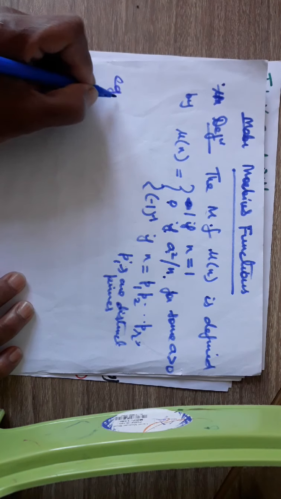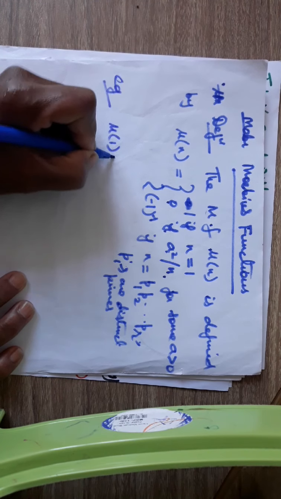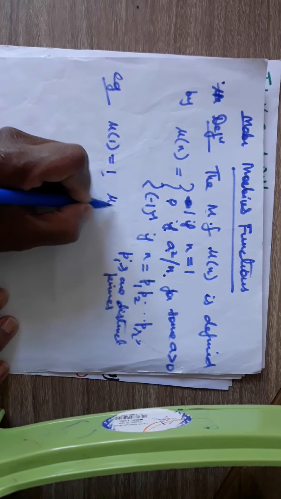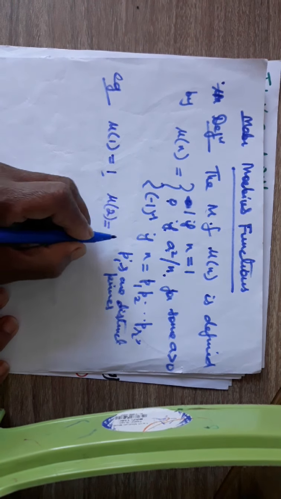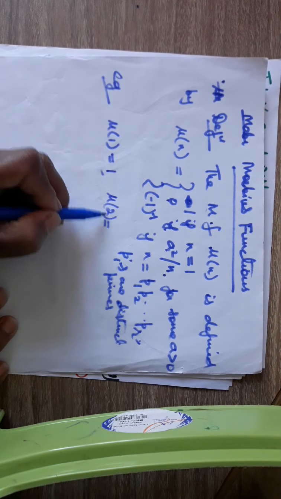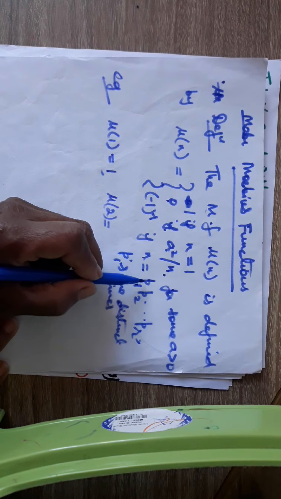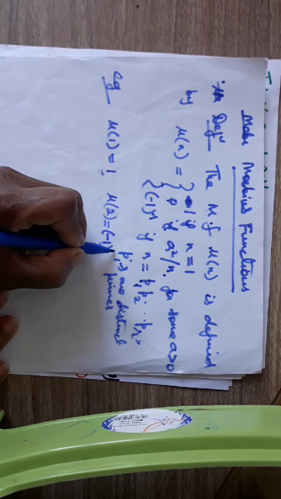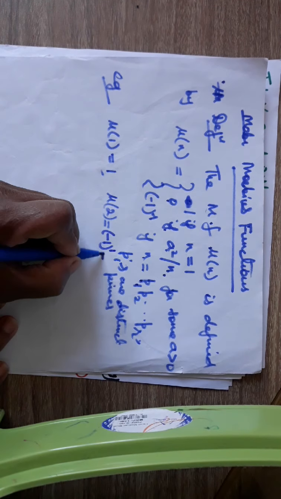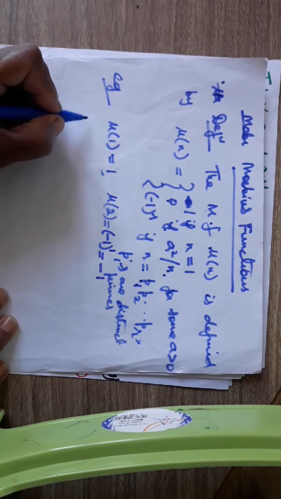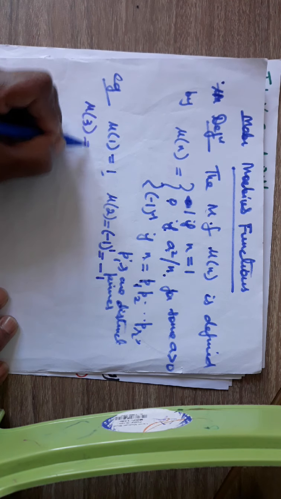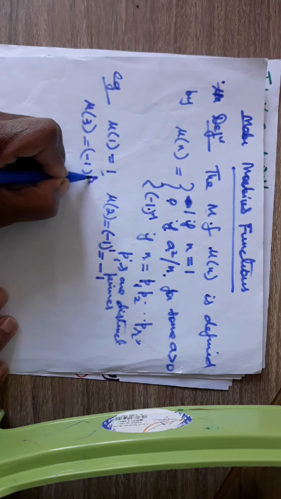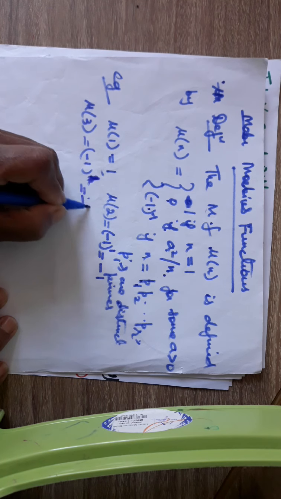For example, what is mu of 1? Because when n is equal to 1, we have mu of 1 is equal to 1. What is mu of 2? It is equal to minus 1, because 2 here is a prime number, so n can be expressed as a product of one prime, so it will be minus 1 to the power 1, which is equal to minus 1. Mu of 3 is also the same, equal to minus 1. You have to use the third definition.